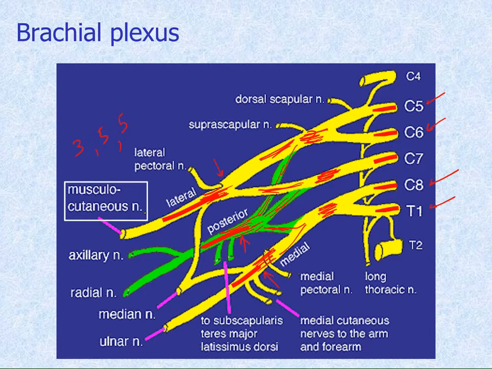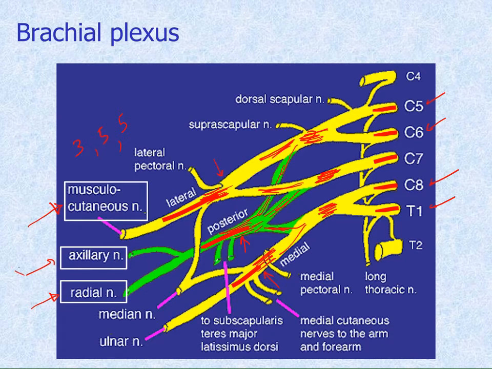This is the musculocutaneous nerve. It is a branch from the lateral cord of brachial plexus. You have already learned that this is the nerve of the anterior compartment of the arm. This is the axillary nerve, and this is the radial nerve. They are branches from the posterior cord of brachial plexus.